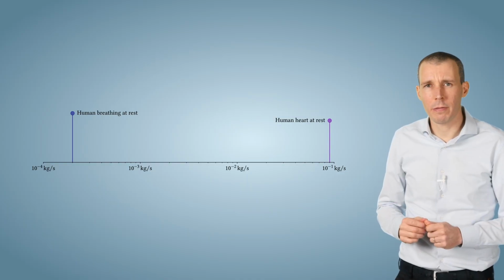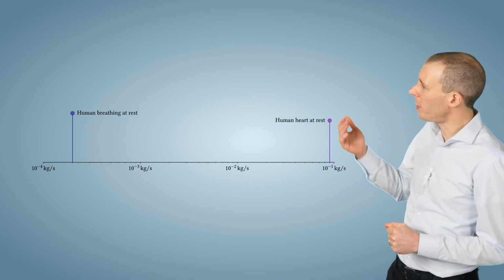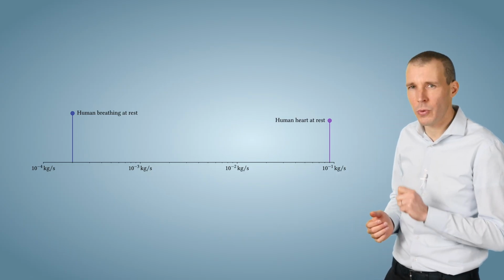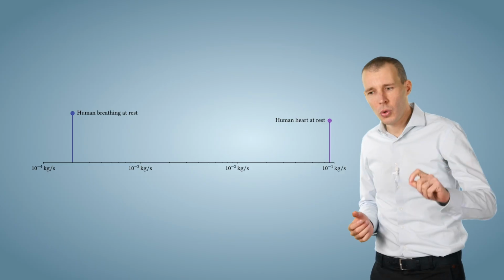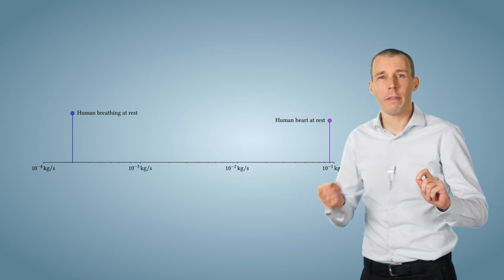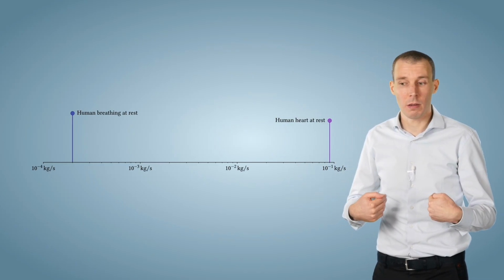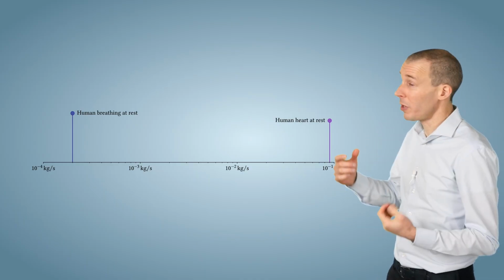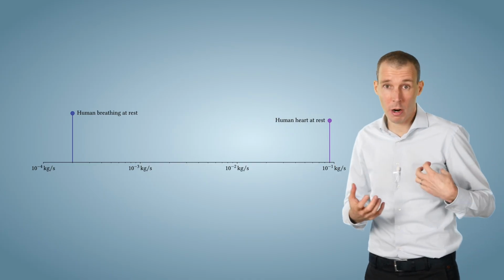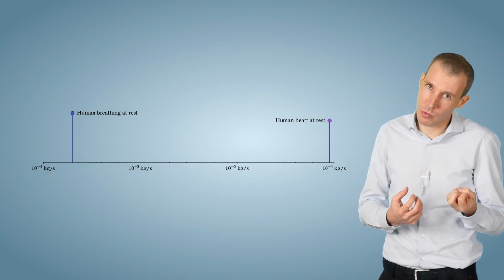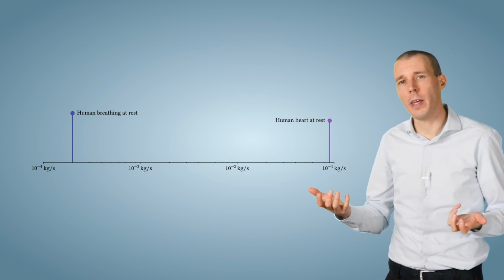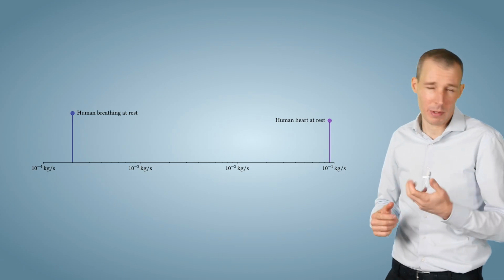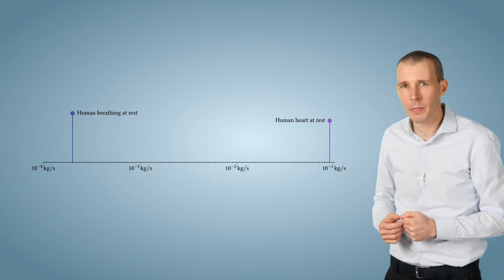A few values for mass flow to illustrate now. We start with a human breathing at rest, about 2 times 10 to the power minus 4 kilograms per second. This is 2 10,000ths of a kilogram of air per second on average coming in and out of our body. It's very low. The human heart at rest is a lot more. The heart is much smaller, but pumps a liquid that is much denser, blood, than air. And so we get about 10 to the power minus 1 kilogram per second, 0.1 kilogram per second.